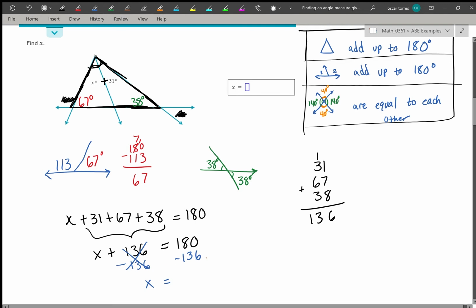Since I don't have a calculator, we need to subtract them by hand. 0 minus 6 we can't do, so we borrow a 1 from the tens place, in this case from the 8, and that turns into a 7, and our 0 becomes a 10. 10 minus 6 gives us 4, 7 minus 3 gives me 4, and 1 minus 1 gives me 0. So we're left with x equals 44 degrees. But because we already have a degree symbol written out here originally, we're just going to write x equals 44, and that'll be our final answer.